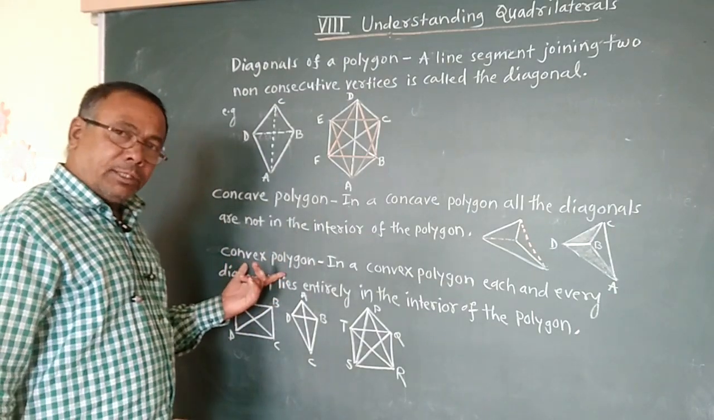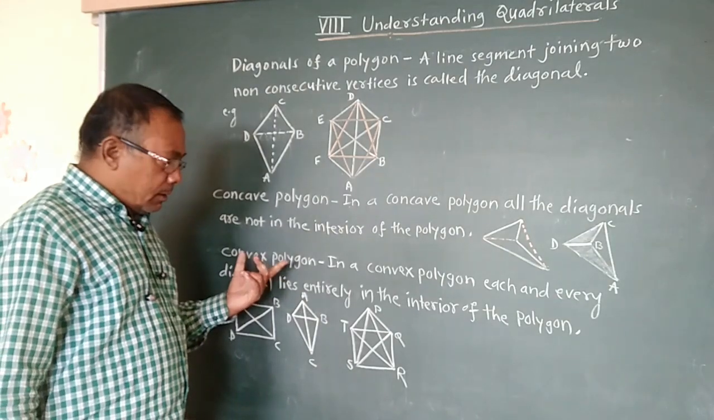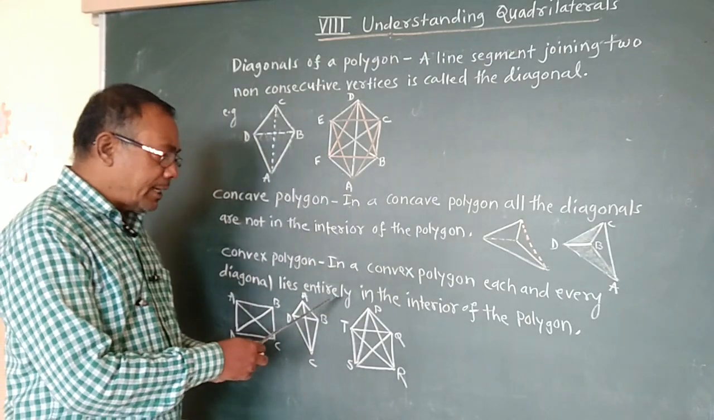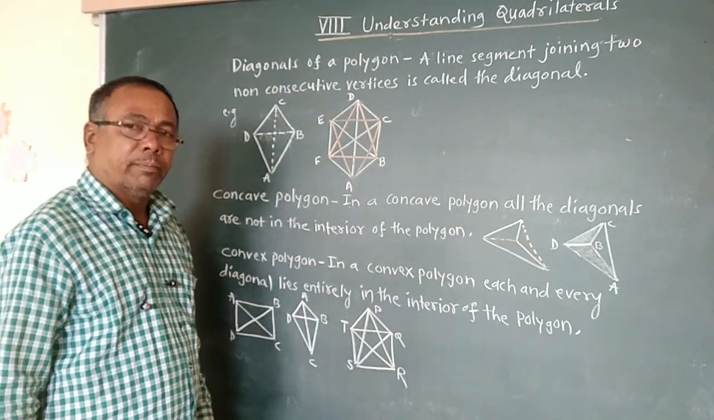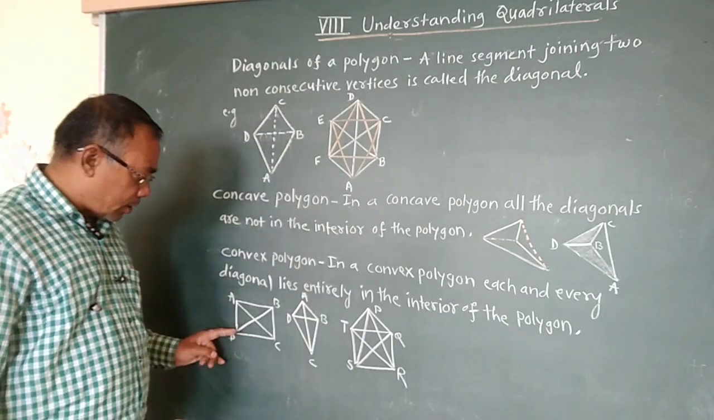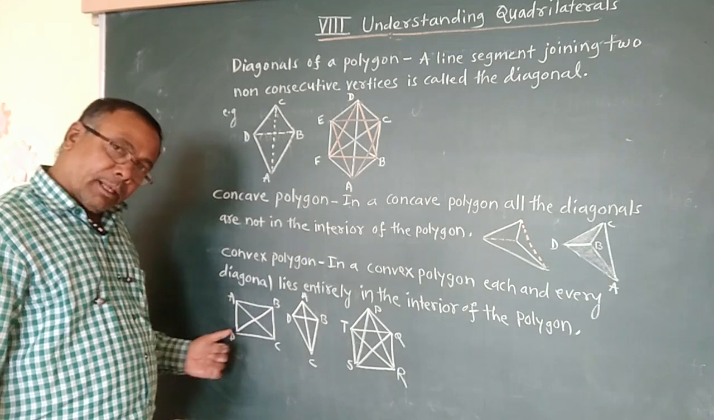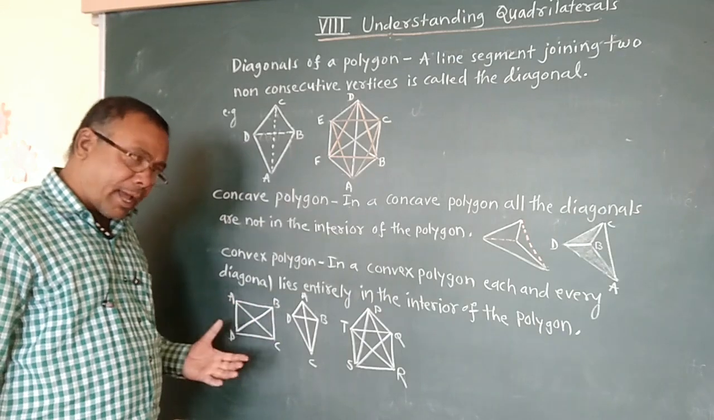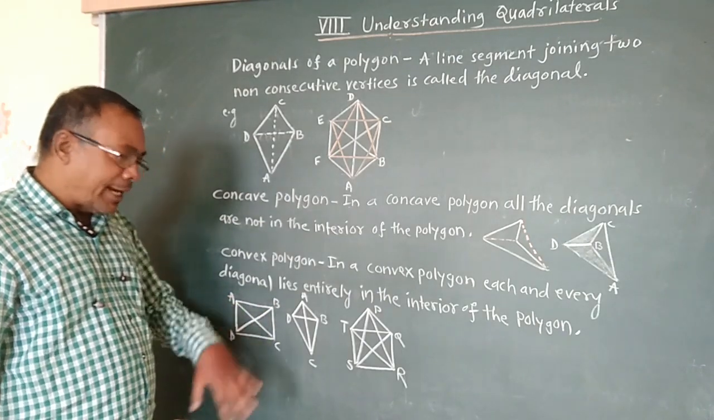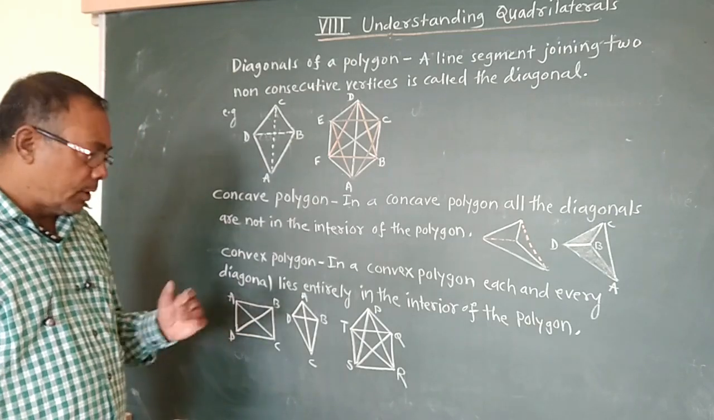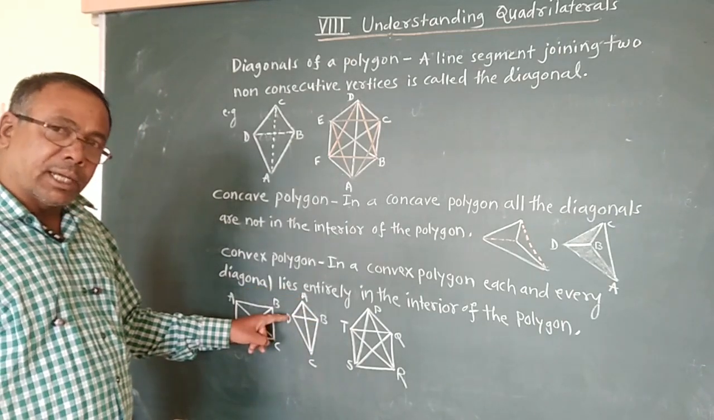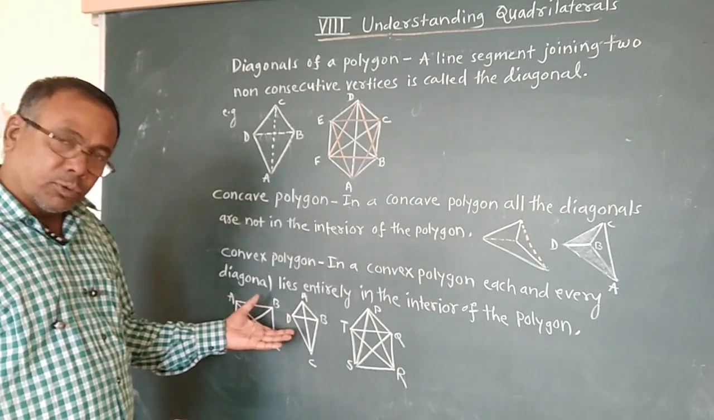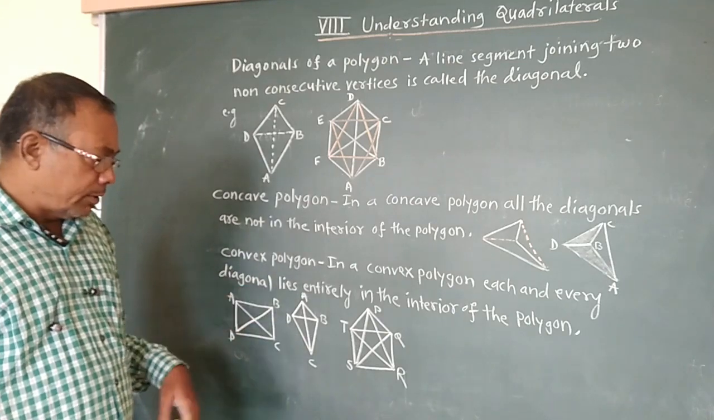The next point is convex polygon. In a convex polygon, each and every diagonal lies entirely in the interior of the polygon. Means, if we consider a quadrilateral or a rectangle ABCD, here AC and BD are the two diagonals and they lie entirely in the interior of the polygon. Here ABCD is a kite, and AC and BD are the two diagonals. They are also lying in the interior part of the polygon.